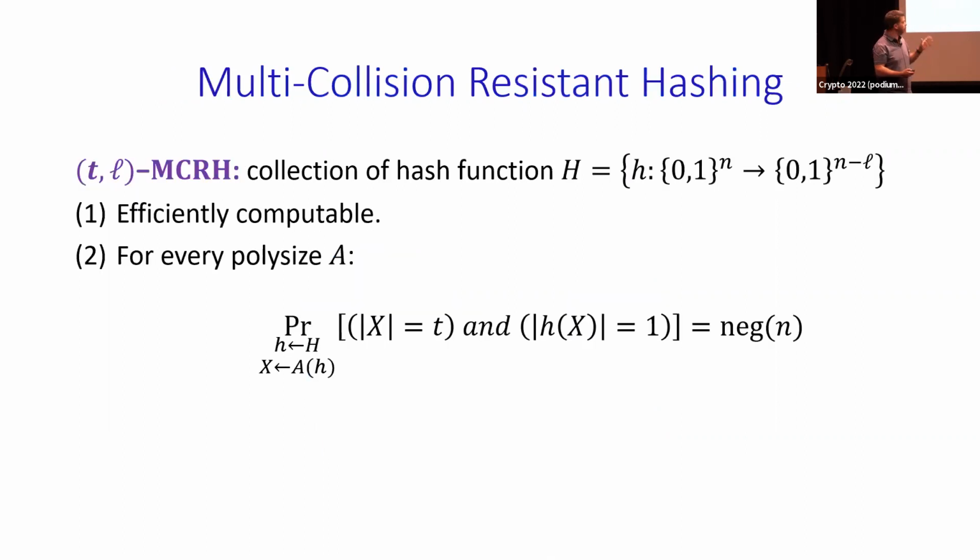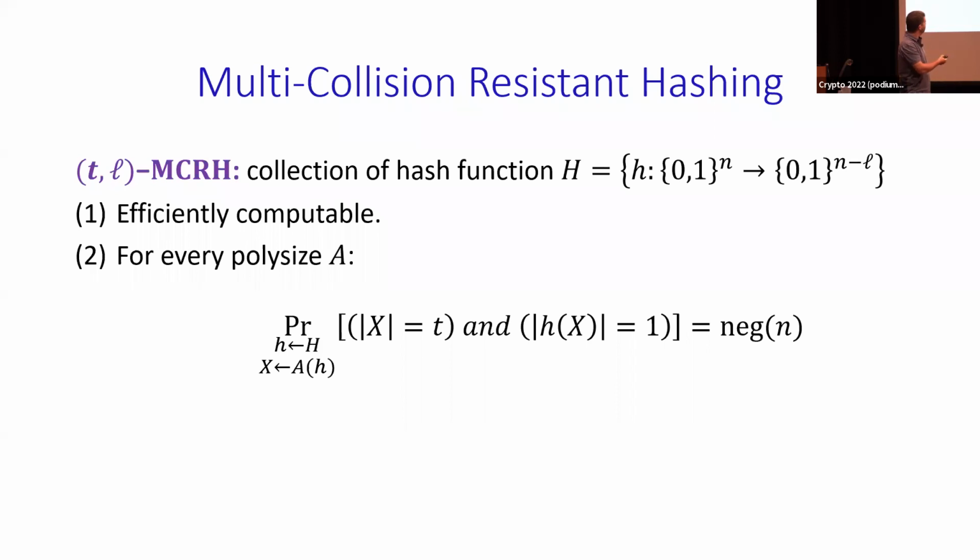So let me be a little bit formal about the setup. Susmit talked yesterday about keyless multi-collision resistant hashing. Here we're going to be talking about keyed hash functions, which, at least in the theory of cryptography, is the more mainstream or traditional notion. So this MCRH notion is parameterized by two parameters, T and L, both integers. We have a collection of hash functions mapping n bits to n minus L bits. So L is the level of shrinkage, or compression.